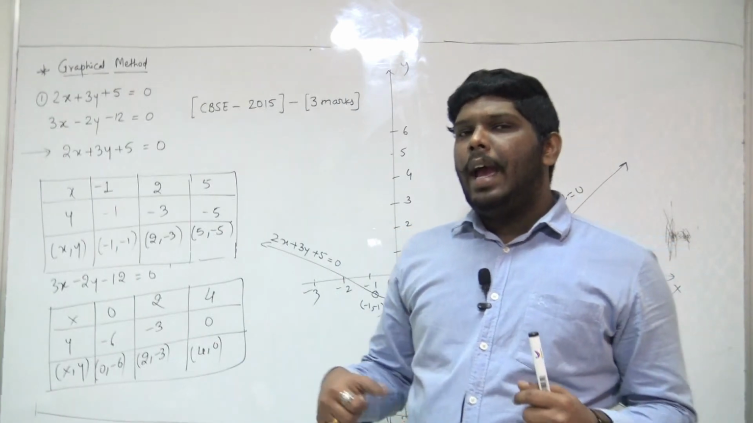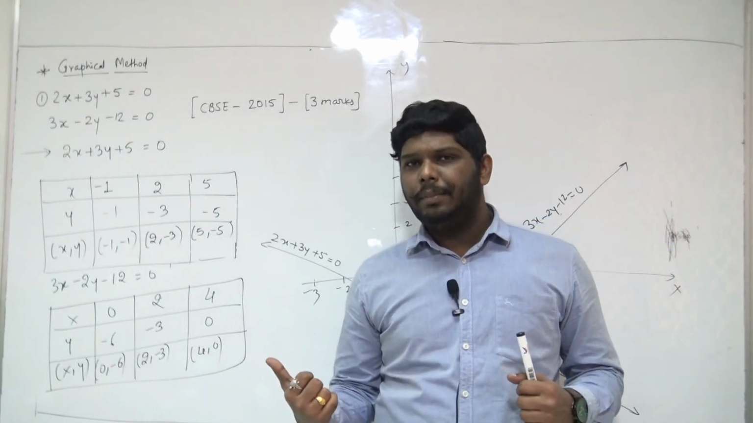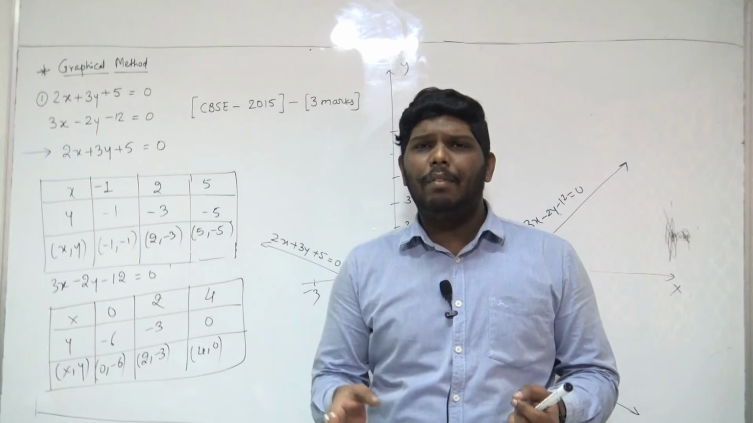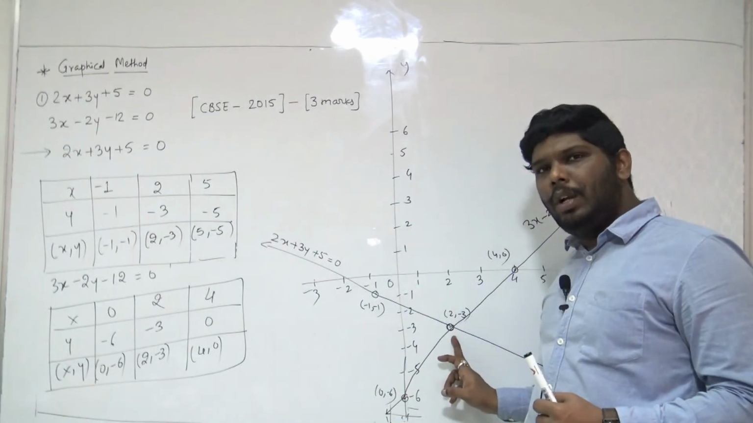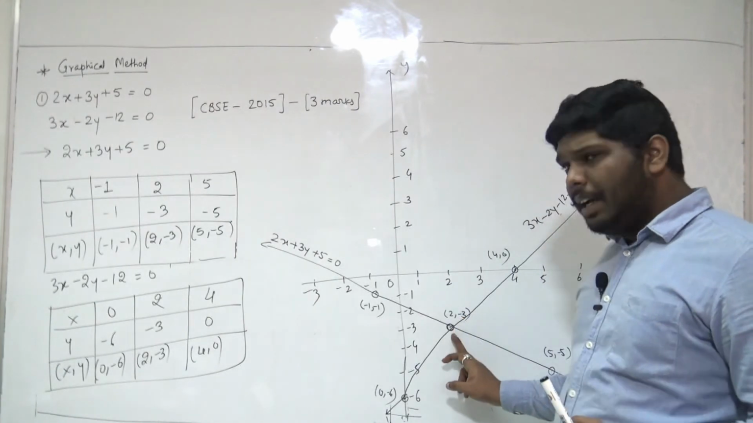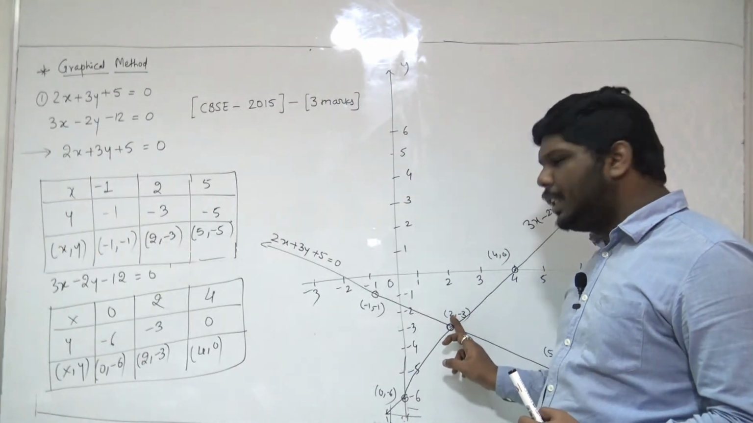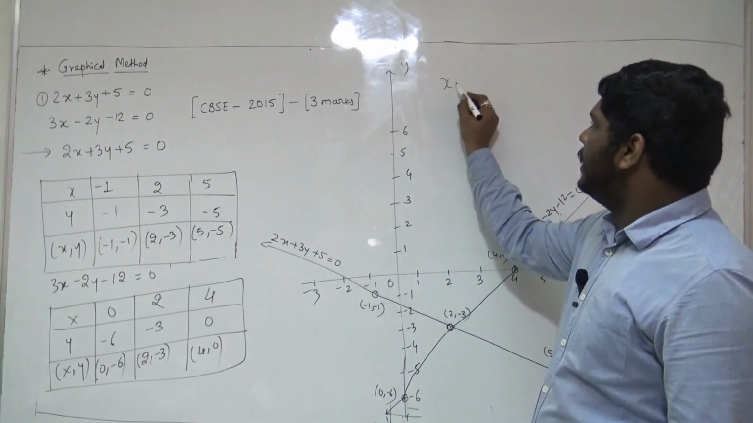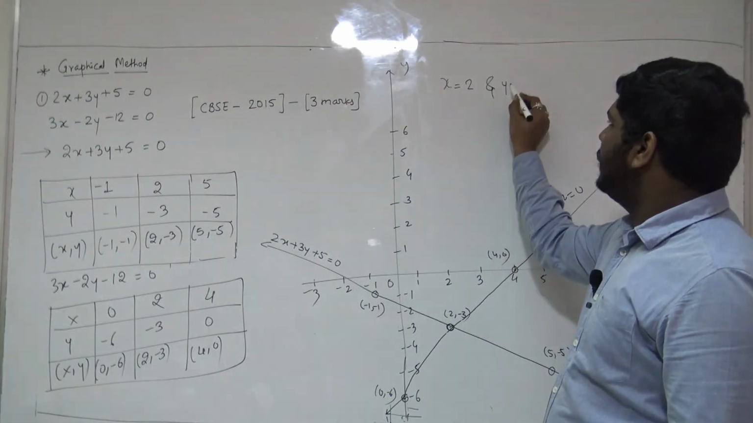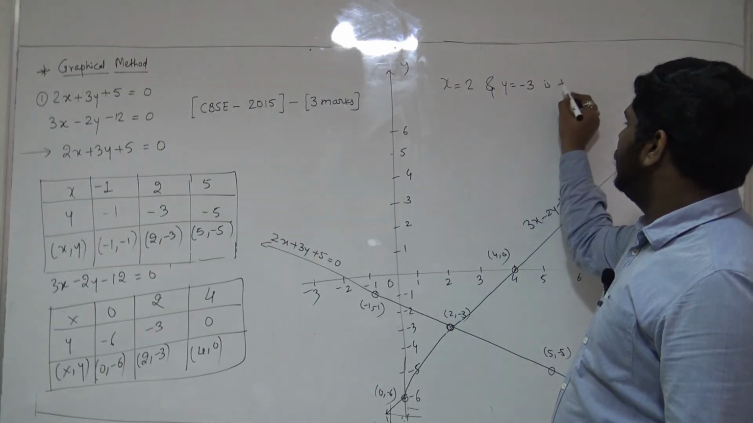But right now, as far as the graphical method is concerned, they will give you an example where the lines will intersect. So you can see the lines intersect at only one point, and can I say at that point the value of x is 2 and the value of y is -3. It means x is equal to 2 and y is equal to -3 is the solution.